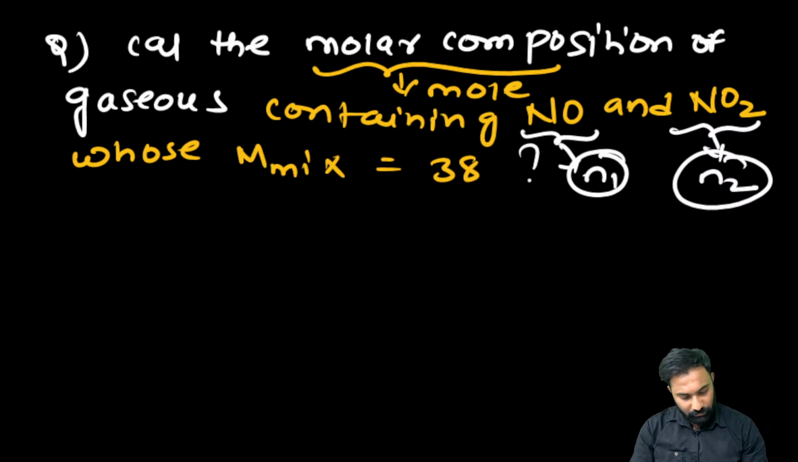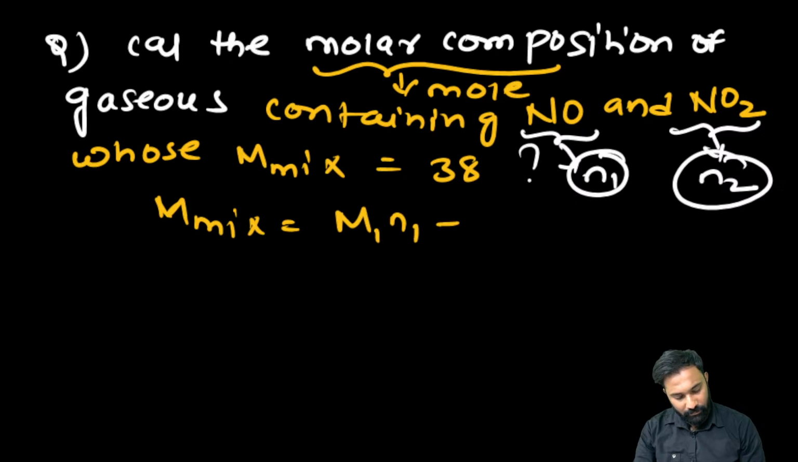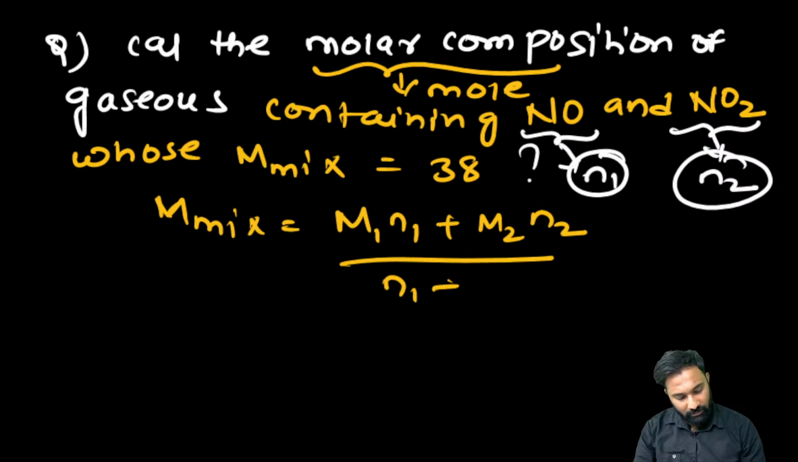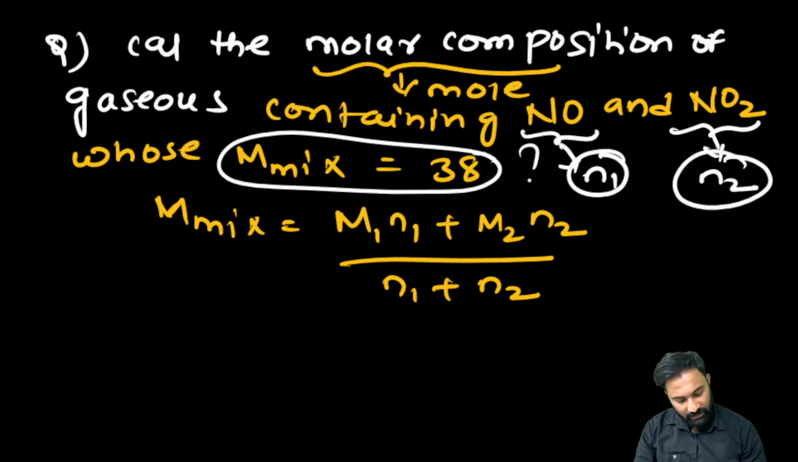Good. Now the answer you got is 1:1, right? How do we calculate it? M mixture is already given. M mixture is equal to M1 N1 plus M2 N2 by N1 plus N2, right? Now how much is the M mixture? It is 38. Take the M mixture as 38.